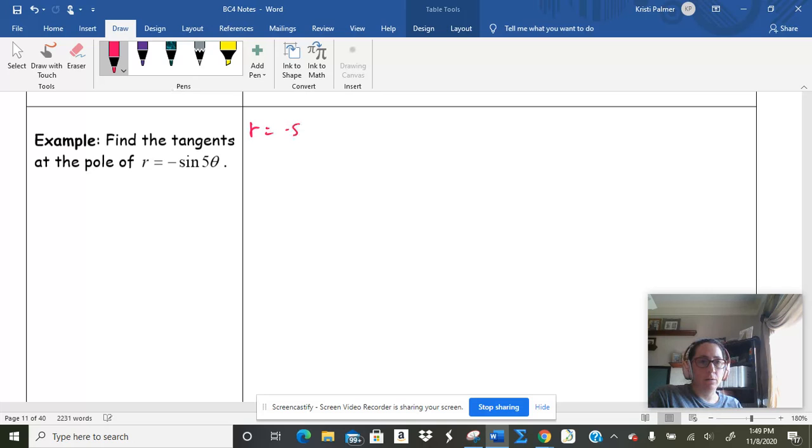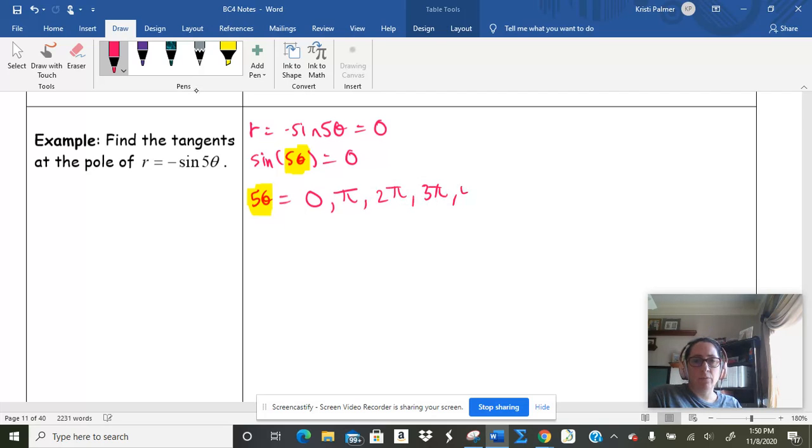So that r, to find a tangent at the pole, I have to set that equal to 0. So basically, the negative doesn't matter. And I'm saying, where does that equal 0? Well, I know that when I just have this as an x, when I plug in 0, that would give me 0. When I plug in pi, that would give me 0. 2 pi, 3 pi, 4 pi, 5 pi, 6 pi. All of those, when I plug them in, if that was just an x, would give me 0. So I need to go now and solve for 5 theta, like this was kind of x. So I'm going to divide everything through by 5.